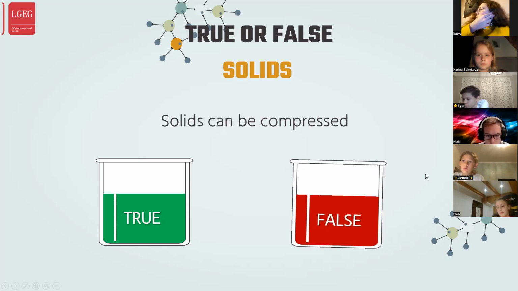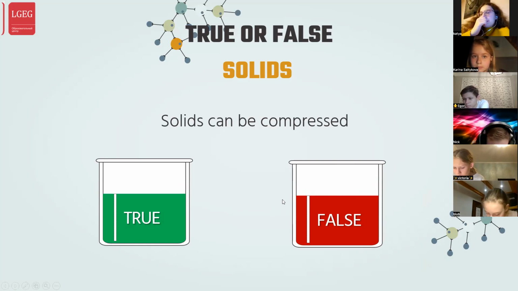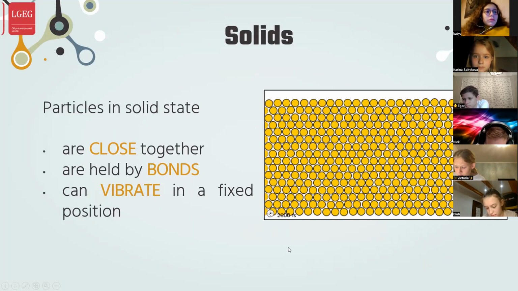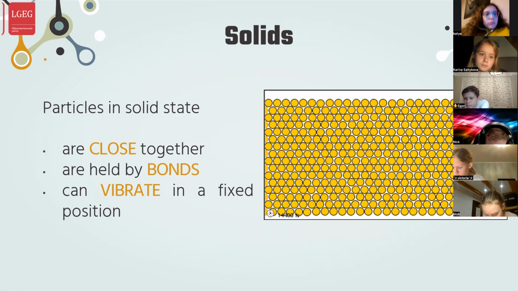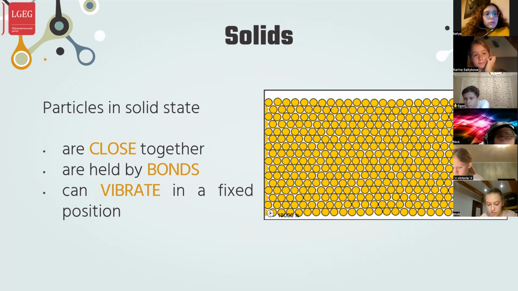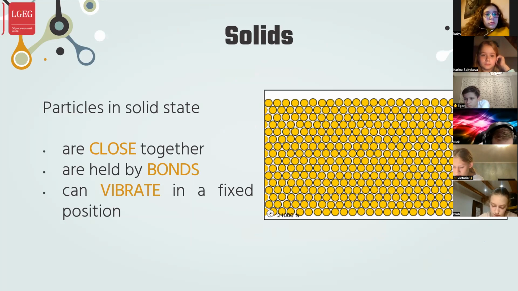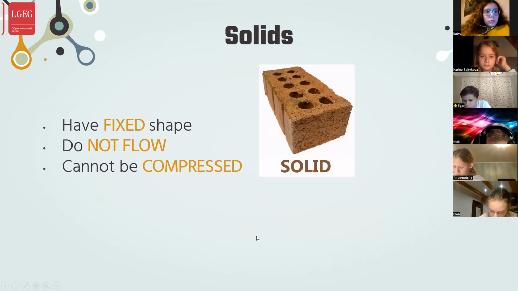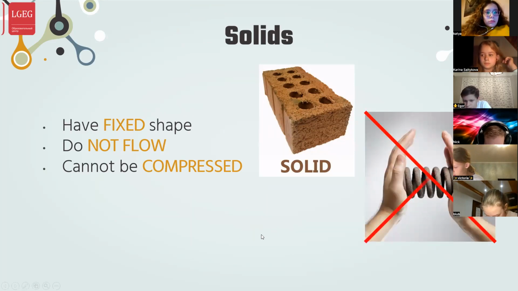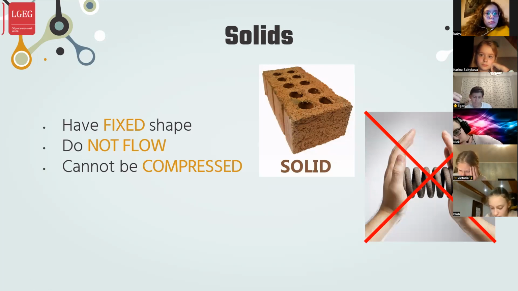This one is actually false. We cannot change the volume of solids. Solids have fixed volume. So let's look. Particles in a solid state are packed closely together and held together by bonds. So that's why they don't move around and they vibrate in a fixed position. They also have a fixed shape, don't flow, and we cannot compress it. Compress means in this case, change its volume. It will have the fixed volume.